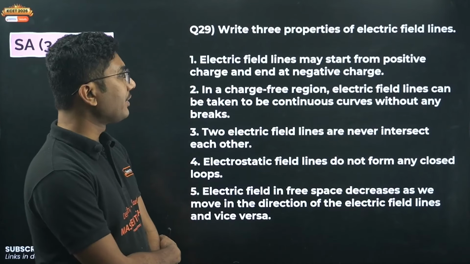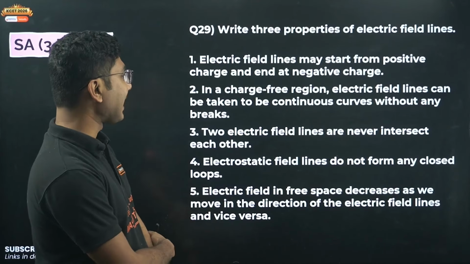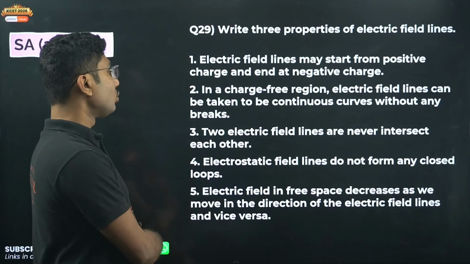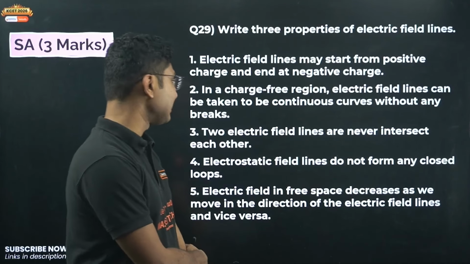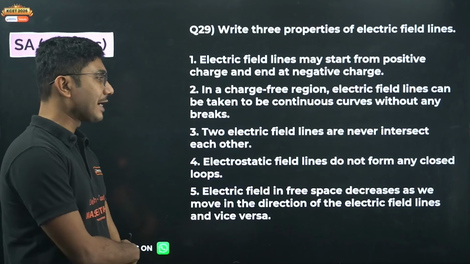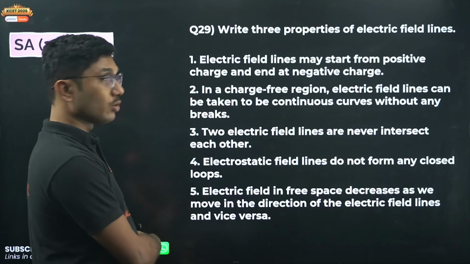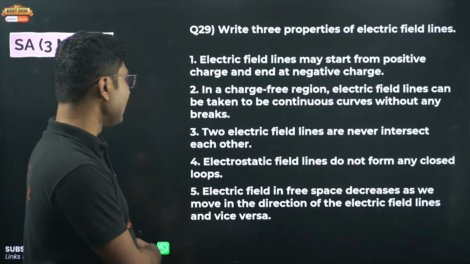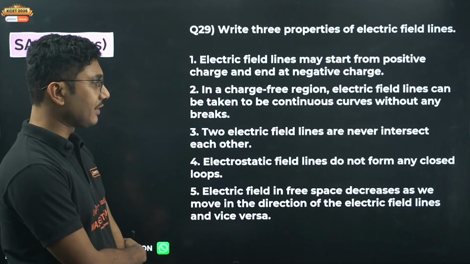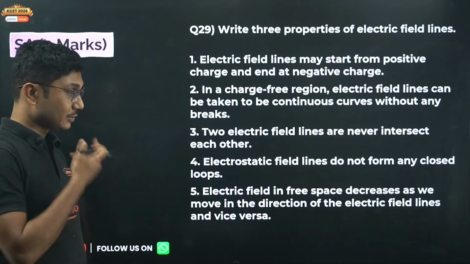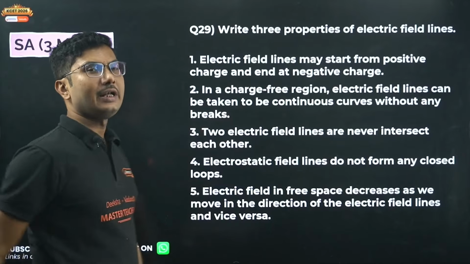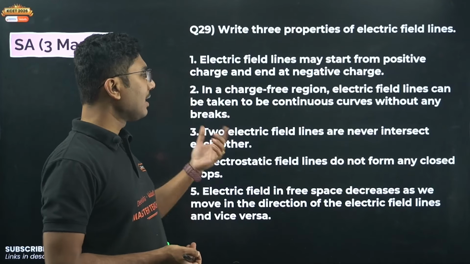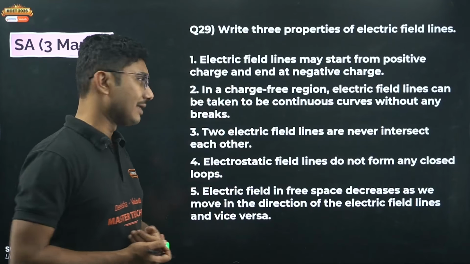In a charge-free region, electric field lines can be taken to be continuous curves without any breaks. Two electric field lines never intersect each other. Electrostatic field lines do not form any closed loops. Electric field in free space decreases as we move in the direction of the electric field lines and vice versa. So if you are moving in the direction of the electric field, the value of the electric field slowly decreases. Okay, and the remaining points are self-explanatory.